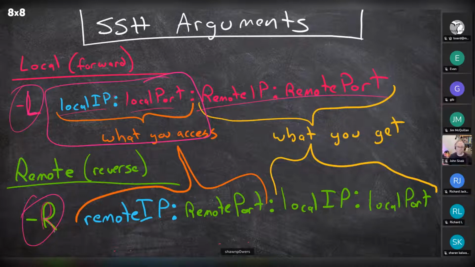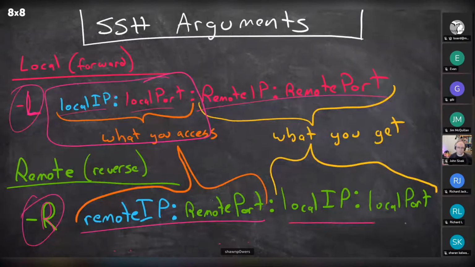And for a remote tunnel, the thing that you access is going to be the remote IP and the remote port, and then the local IP and the local port. I hope that makes sense. I know this is like the absolute toughest part of all the tunneling, understanding remote and local tunnels and how you set them up and what all this crazy colon and port and IP stuff means.